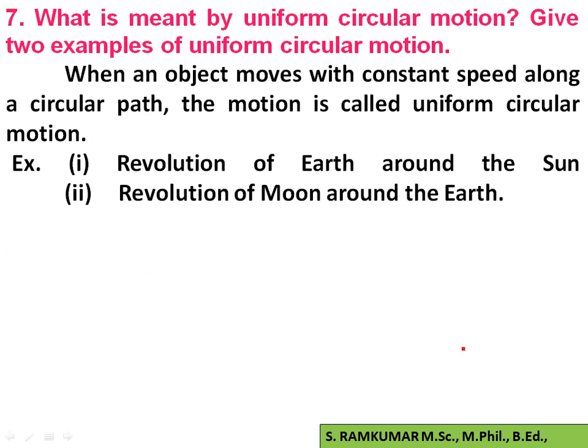Seventh question, what is meant by uniform circular motion? Give two examples of uniform circular motion. Answer, when an object moves with a constant speed along a circular path, the motion is called uniform circular motion. Example, revolution of Earth around the Sun, and second example, revolution of Moon around the Earth.